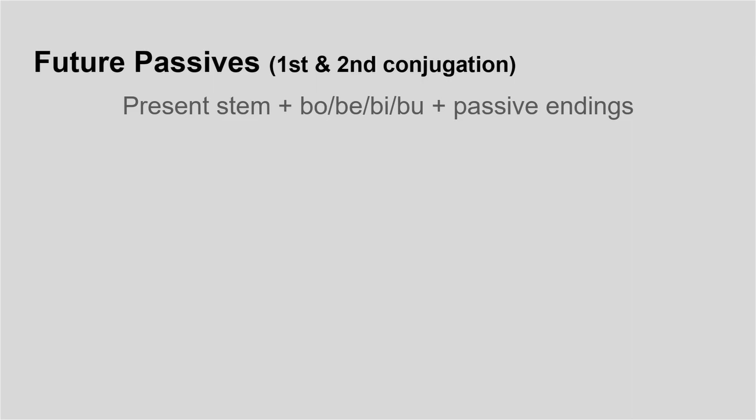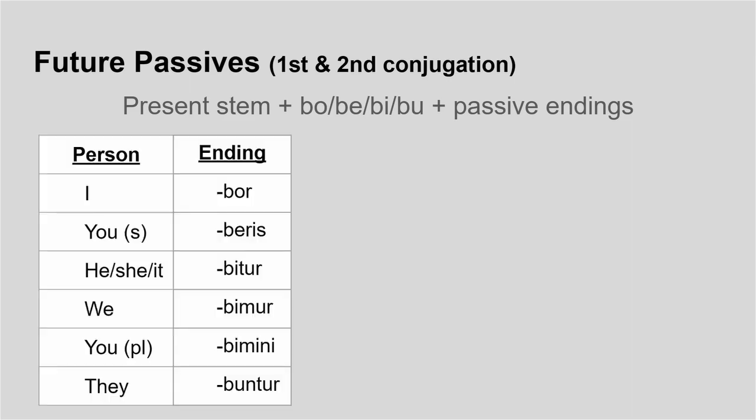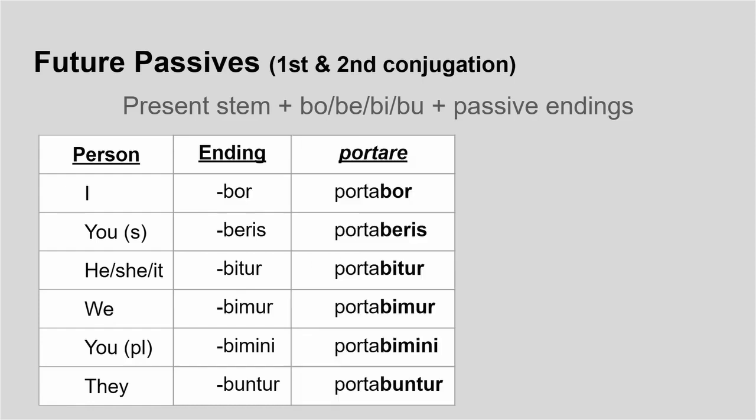Then I can add one of either BO, BE, BI, or BU. Anything except BA, because BA is imperfect. So I have present stem, any of these additionals, and then the passive endings added on top. So for example, my I will is -bor. Then I have -beris, -bitur, -bimur, -bimini, and -buntur. To start with porto, I have portabor, portaberis, portabitur, portabimur, portabimini, and portabuntur.